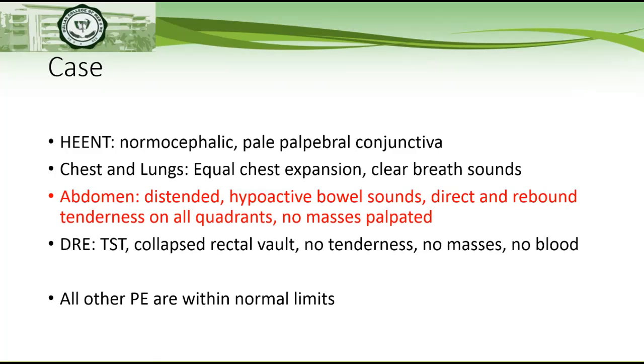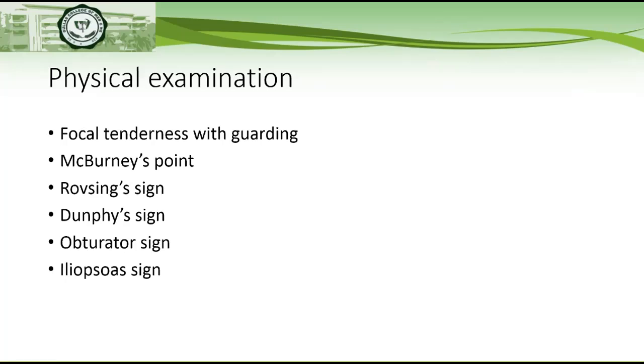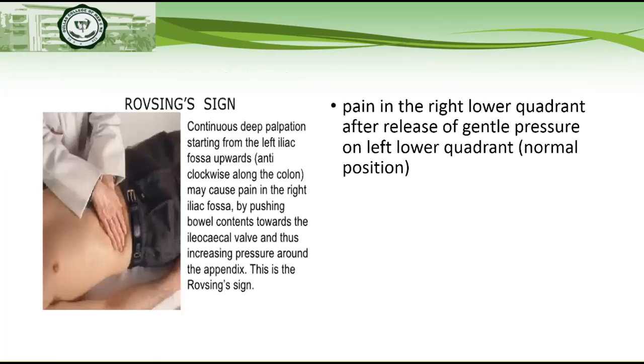The DRE is negative. So these are the signs and symptoms for appendicitis. You have focal tenderness with guarding, McBurney's, Rovsing sign, Dunphy's, obturator, and iliopsoas sign. We will go through them one by one. So when you have pain in the right lower quadrant after release of gentle pressure on the left lower quadrant, that's a Rovsing sign.